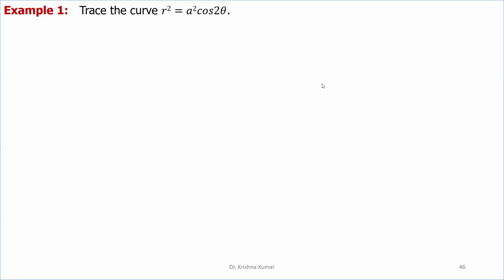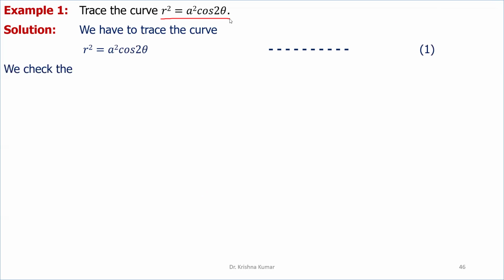In this lecture, we trace the polar curve r square equal to a square cos 2 theta. Let us give it equation number 1. So if you want to trace the curve r square equal to a square cos 2 theta, we check the following points. The first point is about symmetry.